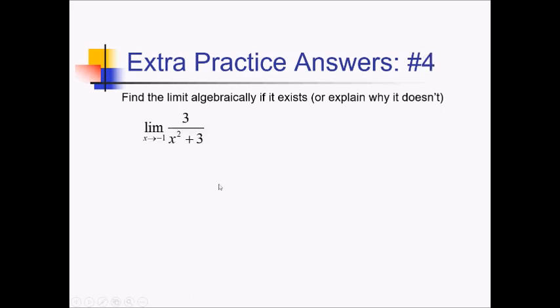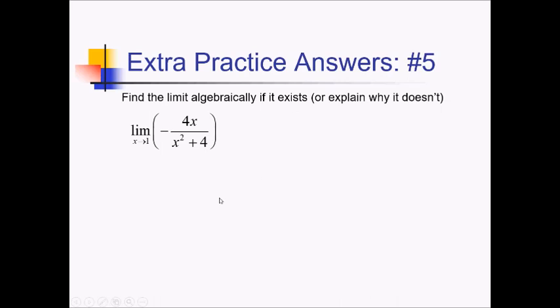To find the limit as x approaches -1 on this rational function, since there's no way this thing can possibly come out to 0 over 0, I'm just going to go ahead and plug -1 in right away. So 3 over -1 squared plus 3, that's really 3 over 4, which I can't really reduce anymore.